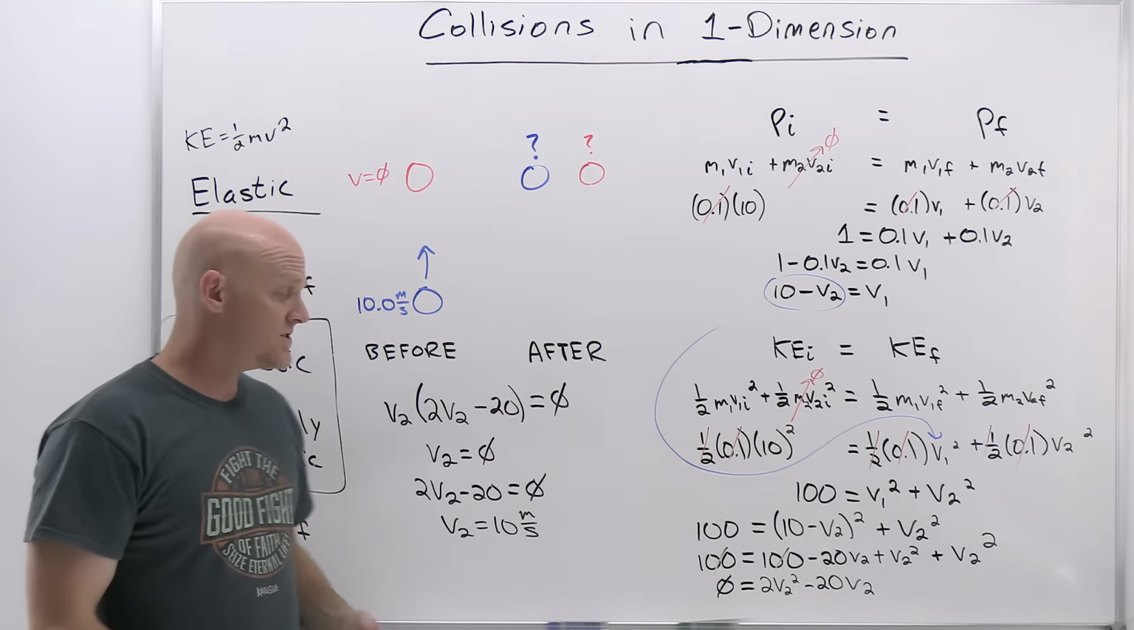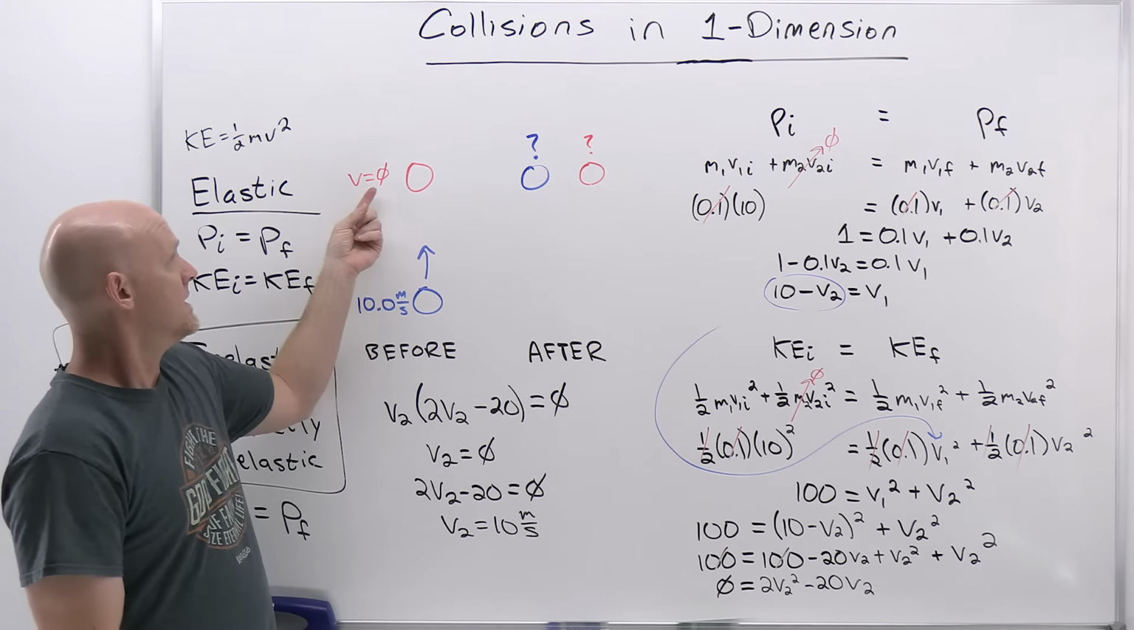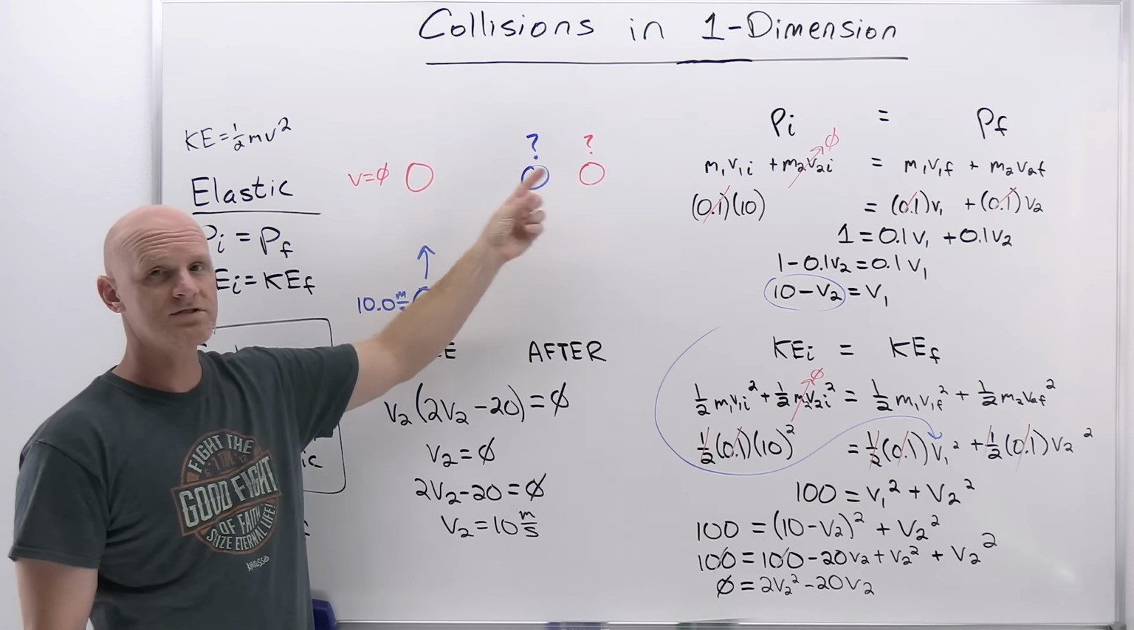So the question is, is V2 0 or is V2 10 meters per second? Well, let's look at this. So V2 is this guy right here. What's his final velocity?